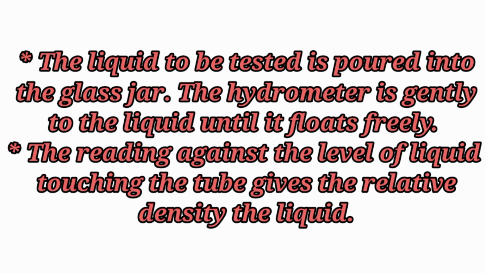The liquid to be tested is poured into the glass jar. The hydrometer is gently lowered into the liquid until it floats freely. The reading against the level of liquid touching the tube gives the relative density of the liquid.